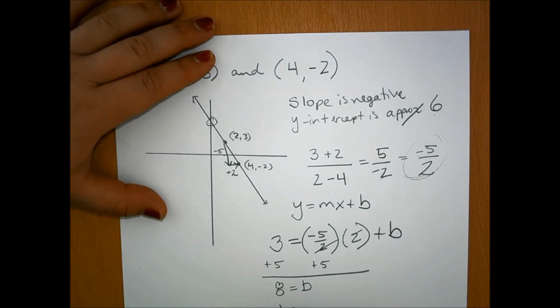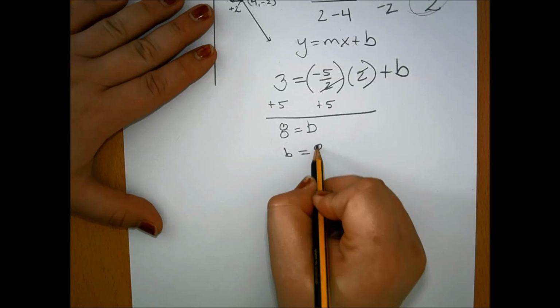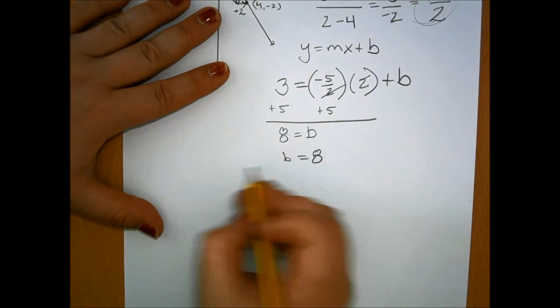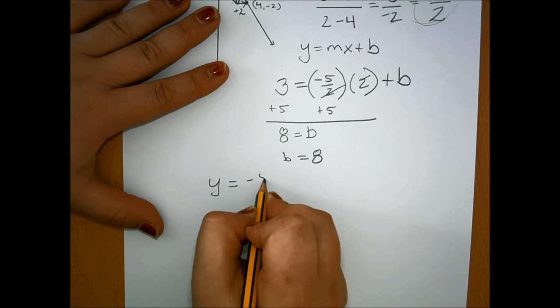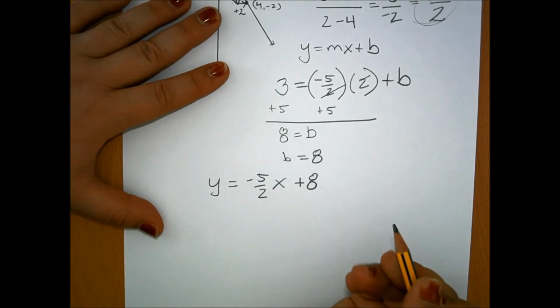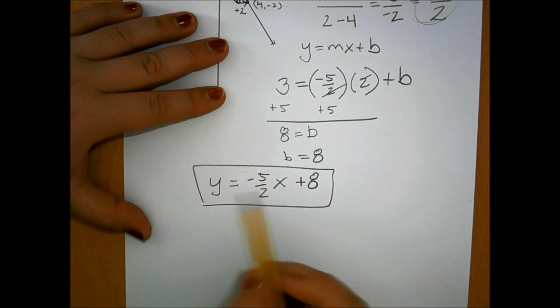So we have our slope and our y-intercept, which is 8. Now we're going to take the slope-intercept form and substitute in our slope and our y-intercept. And now we have the equation.